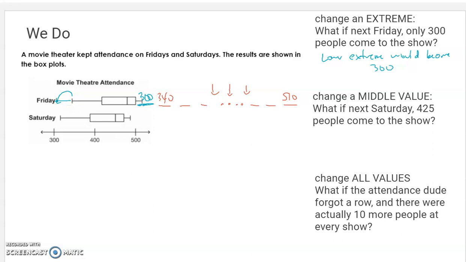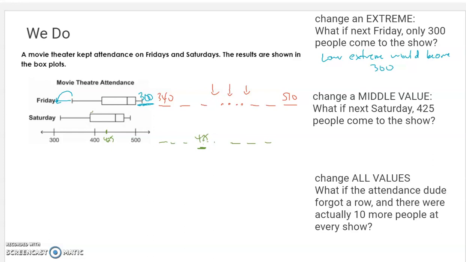What if next Saturday 425 people came to the show? So again, we don't know much in this data set about what happened on Saturday. We just know some things here. 425 is kind of right in the middle. It's like right here. So if you just added in the middle wherever it belonged, you just added one more 425 and it's already in the middle of this section, it wouldn't really change anything.